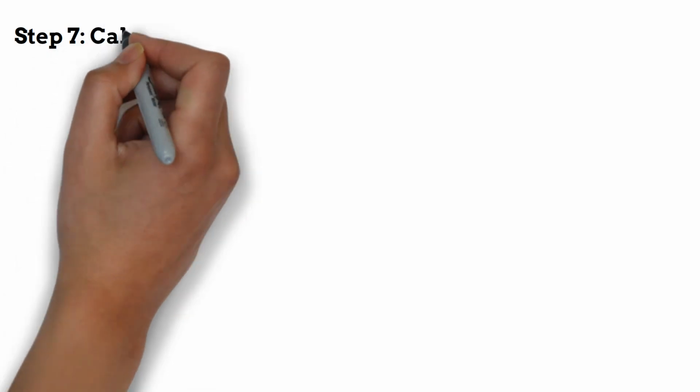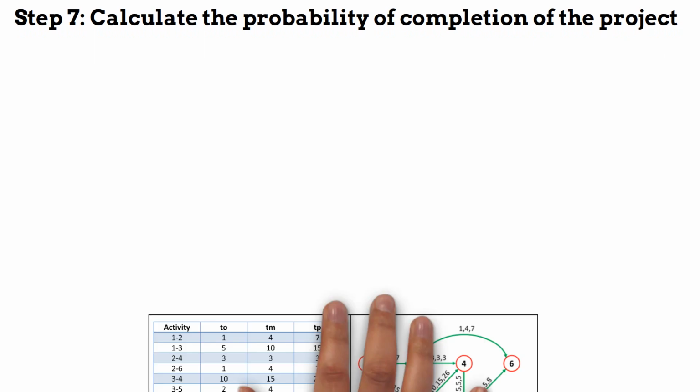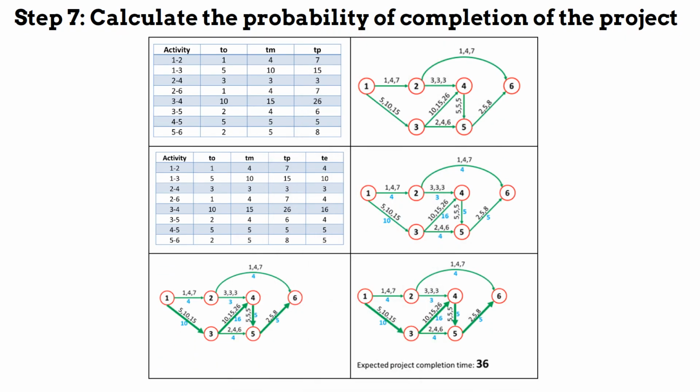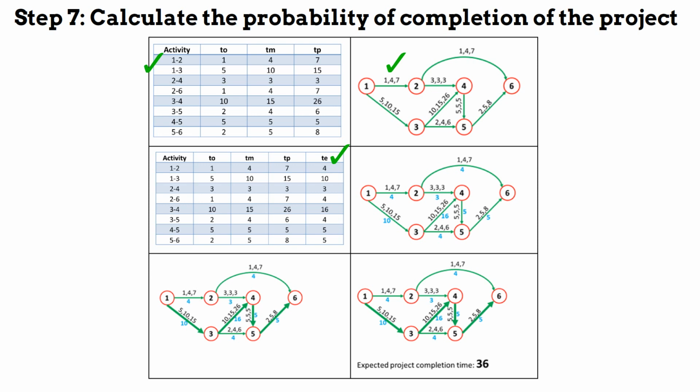Step 7. Calculate the probability of completion of the project. Let us understand this with an example. In this figure, the table shows different time estimates for different activities in a project. The network diagram is drawn and all the time estimates for each activity are put on the top of the arrow for the respective activity. Then we calculated the expected time for each activity using the given formula and placed the expected time for each activity on the top of the arrow for the respective activity. Then determined the critical path by adding the expected times for different possible paths.